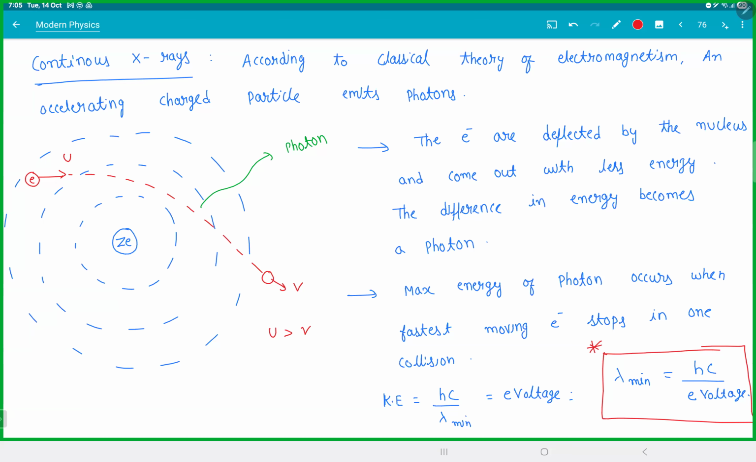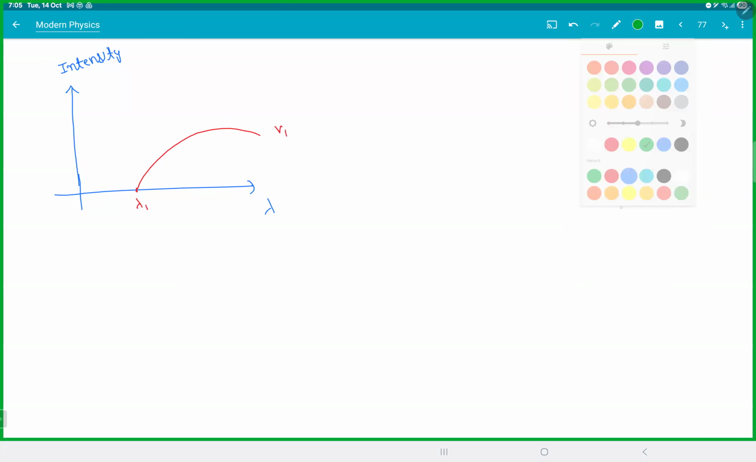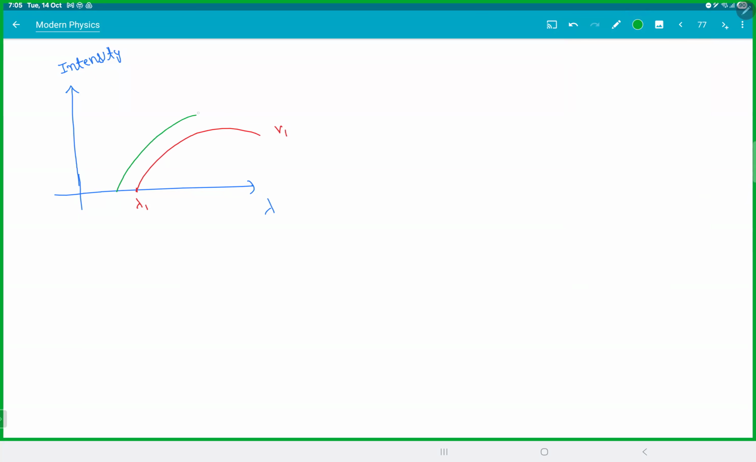So if you try to plot a graph for this, again, remember, you will not see these graphs in the book because they'll always give the combined graph. If you plot a graph of intensity versus wavelength, it looks something like this. This is your lambda minimum, this is your voltage V1. If I increase the voltage, then lambda minimum will decrease, and you will also notice the intensity also increases.